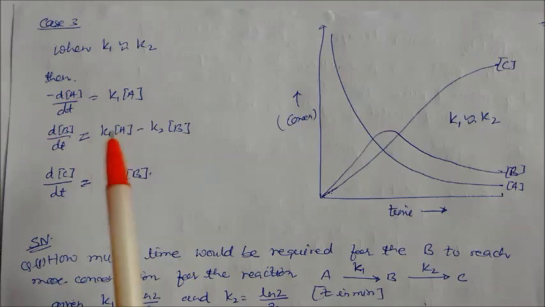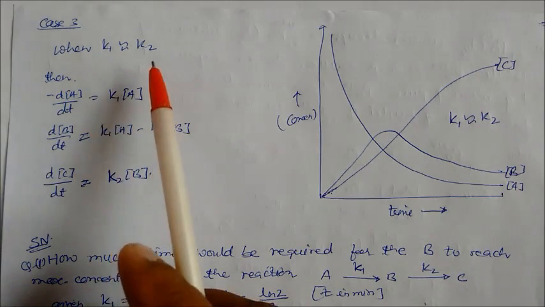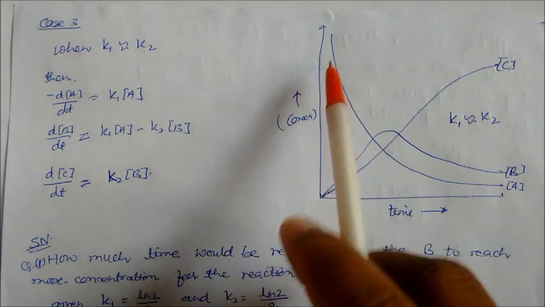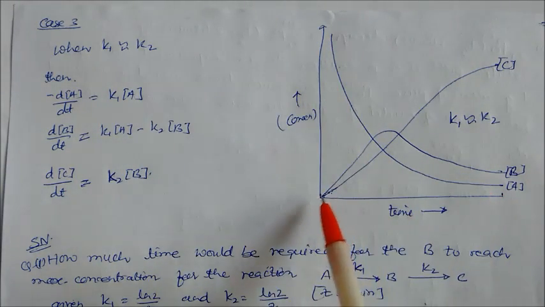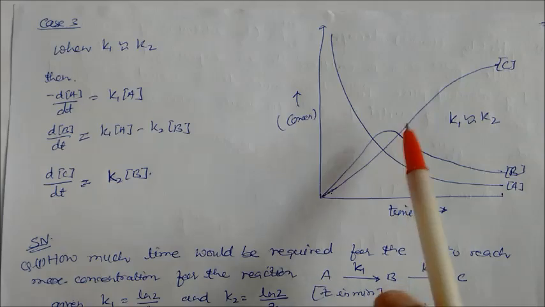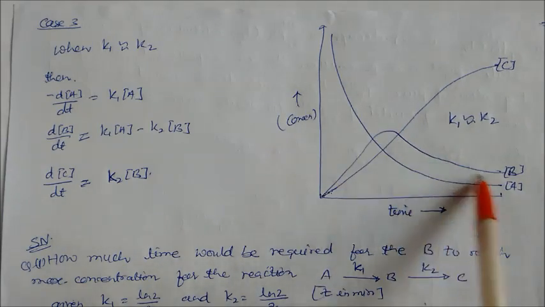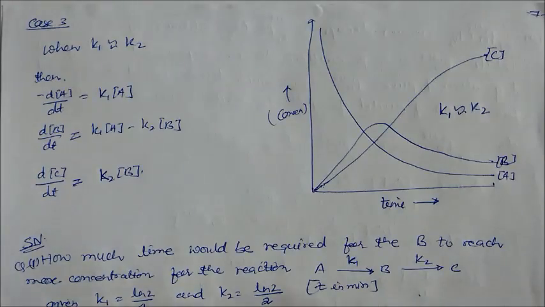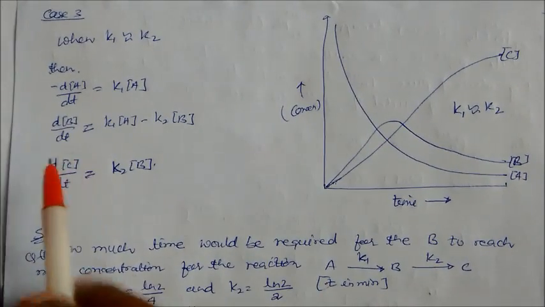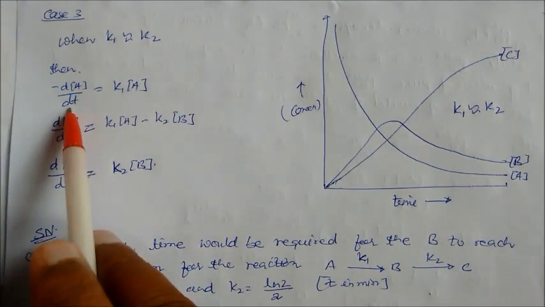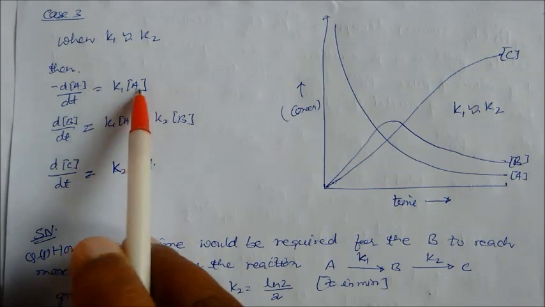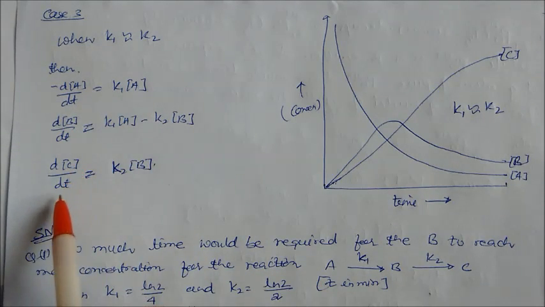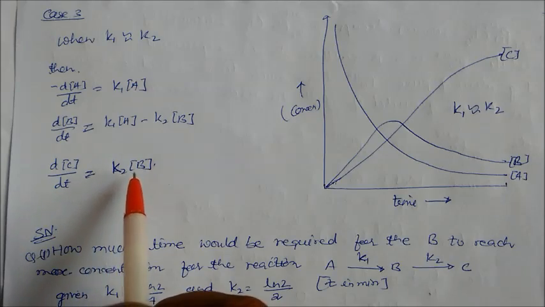Case number 3, when K1 is equal to K2. So when K1 is equal to K2, we can see the concentration of A is decreasing and the concentration of B reaches a maximum, not as high as when you take case number 1, it is lesser, and then it decreases, and the concentration of C is increasing. Then the rate of change of A, dA by dt, is nothing but minus K1 into A. The rate of formation of B will be K1 into A minus K2 into B. And the rate of formation of C will be K2 into the concentration of B.